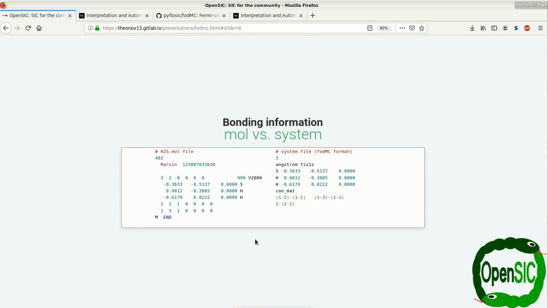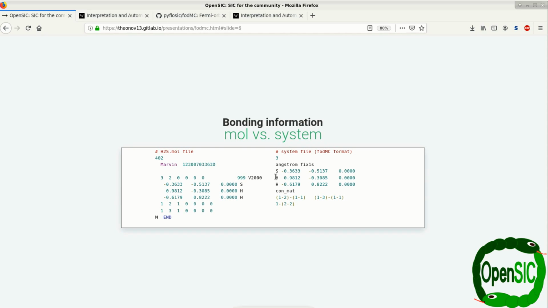I want to talk a bit more about bonding information and how we can modify it in the FODMC. For that, on the left-hand side, I show the contents of a mole file, and on the right-hand side, the contents of a so-called system file, which is given in the FODMC format. Now in the mole file, we get the number of atoms and the number of atomic species, the atomic coordinates and the corresponding species, and it tells us that between atom 1 and atom 2 we have a single bond, and between atom 1 and atom 3 we have a single bond.